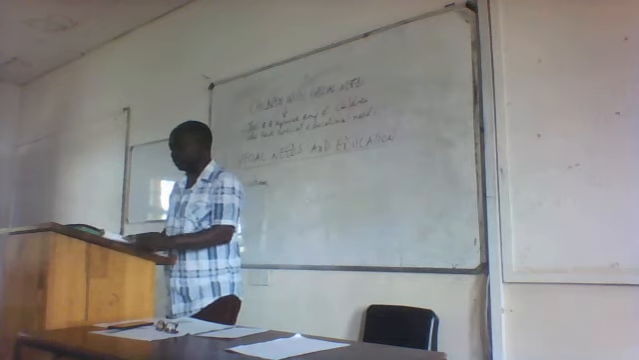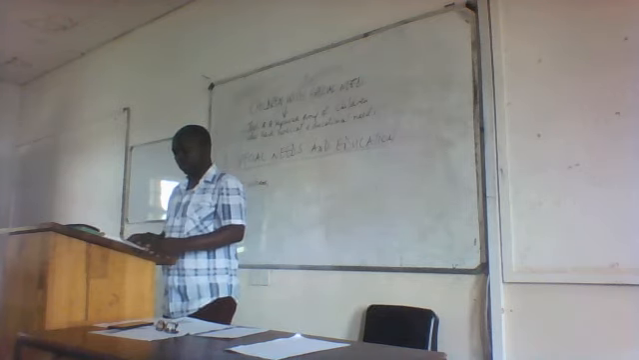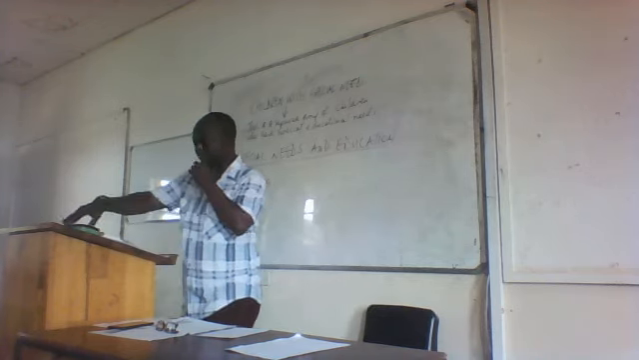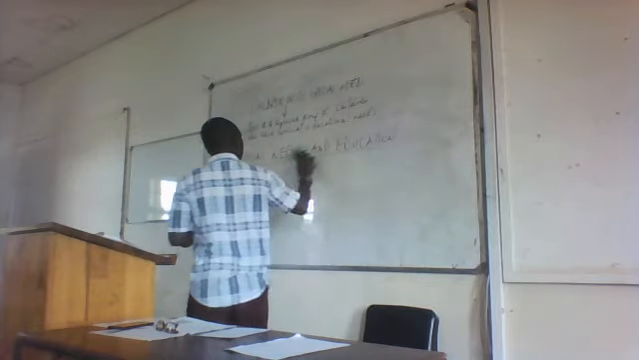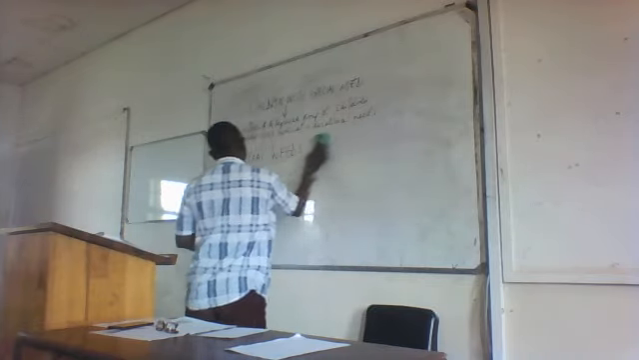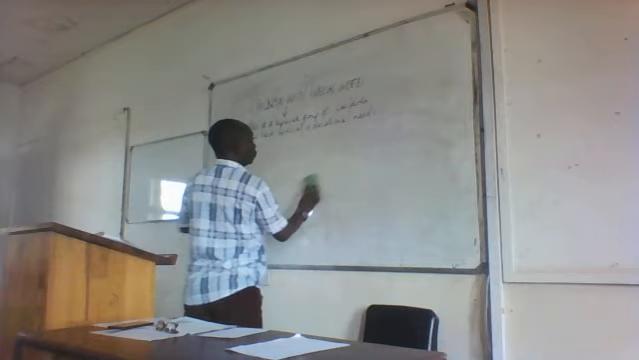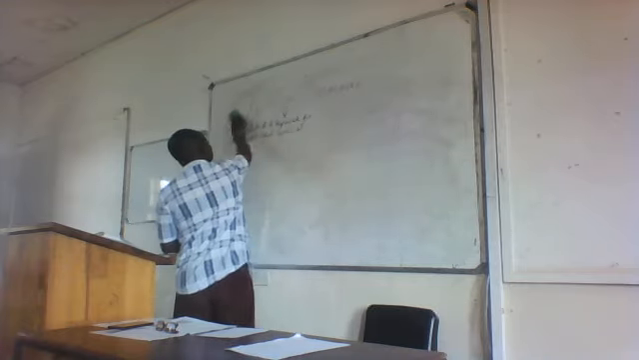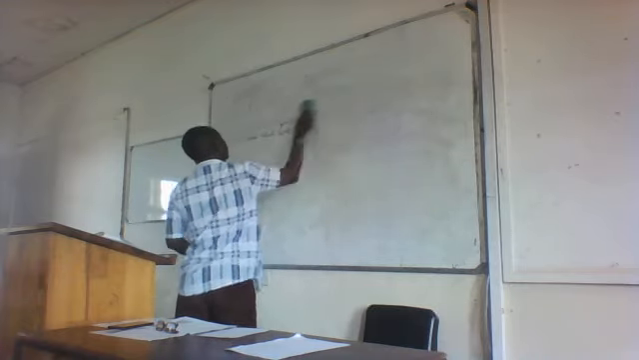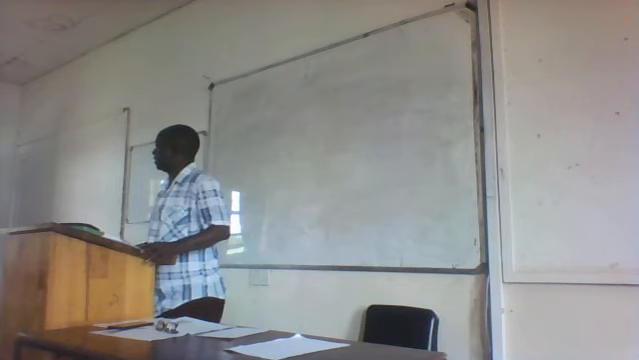Type number 2 of impairment is hearing impairment, HI. The first one was VI, visual impairment. The second one is HI, which is known as hearing impairment.